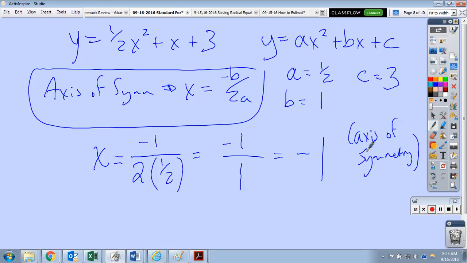If someone can tell me the vertex of this parabola, there'll be no homework for the weekend. Otherwise, check Blackboard. That would be the x value. That's the x. I want the y.